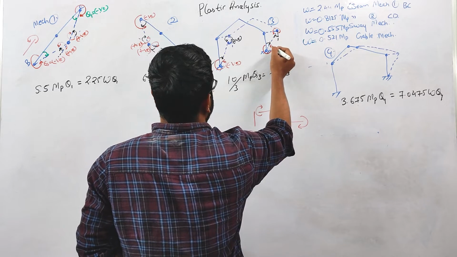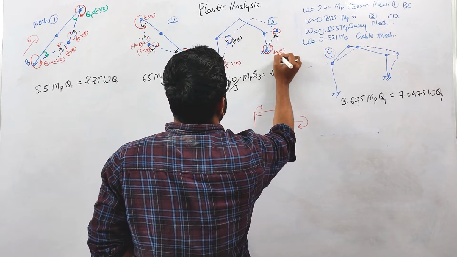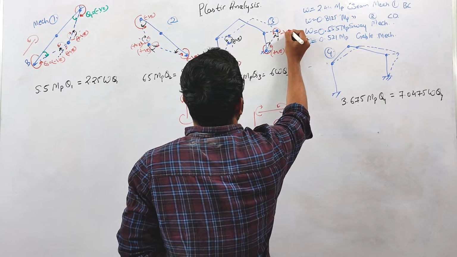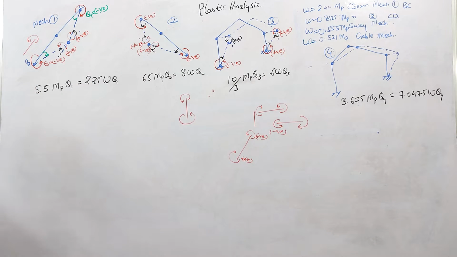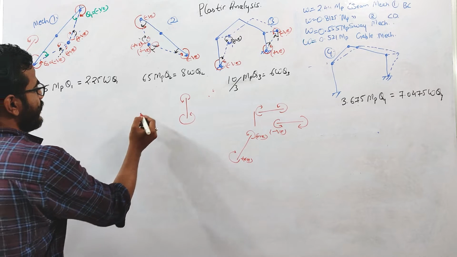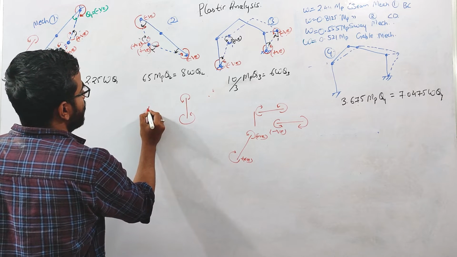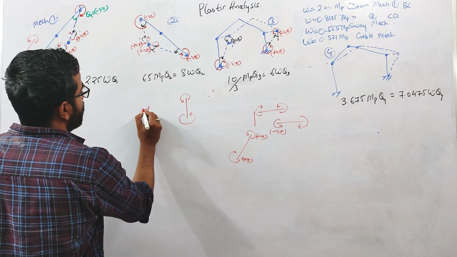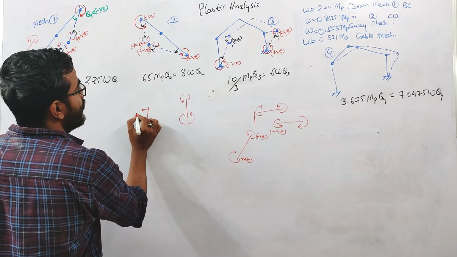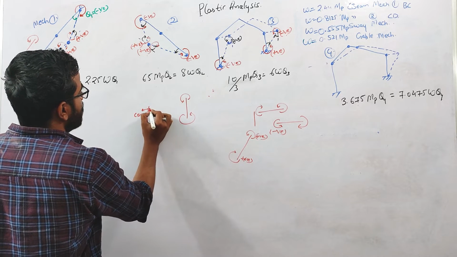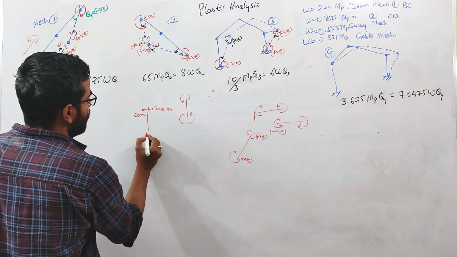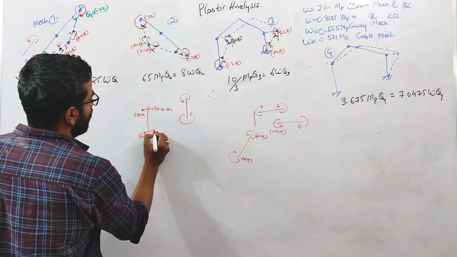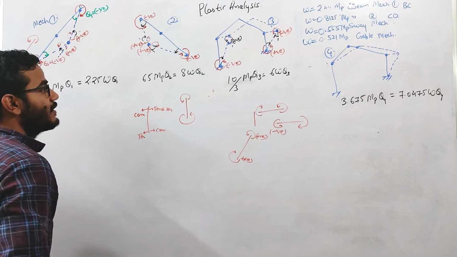So this is compression outside, this is compression outside, so this will be positive, and this is compression inside, so this will be negative. Right? Compression inside means negative. If this is the column, this inside portion will be in compression and this outside portion will be in tension for negative. Similarly, for positive, this will be in tension and this will be in compression, right?